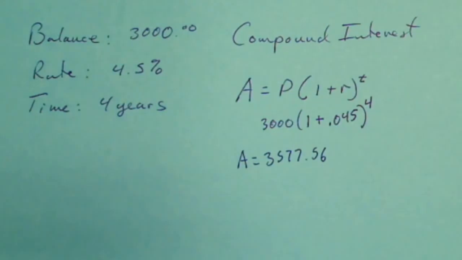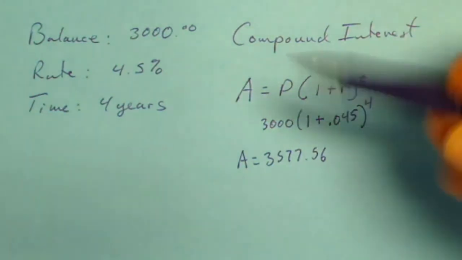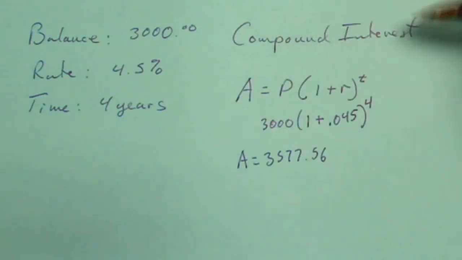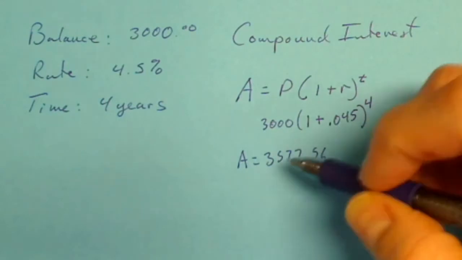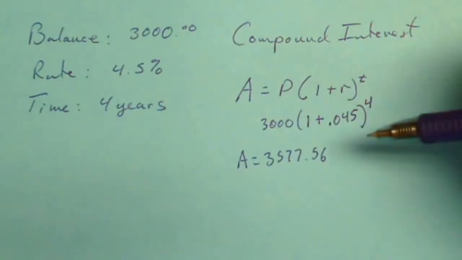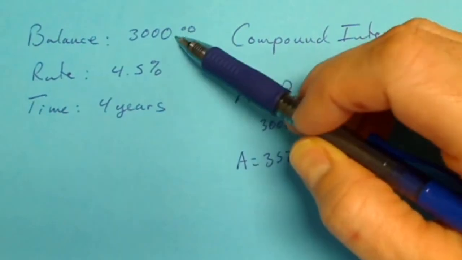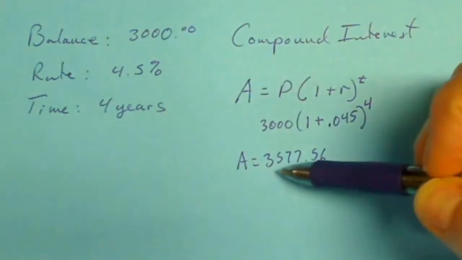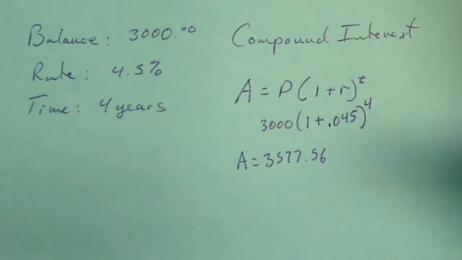Now before, with simple interest, when you did the formula, you just found interest and you had to go back and add it to the balance. With compound interest, the balance is added in with it. So this is the total amount. So if they say, how much money will you have after 4 years at a 4.5 interest rate if you started with $3,000, the answer is $3,577.56. If they just want to know how much interest you made, you're going to have to subtract it out.